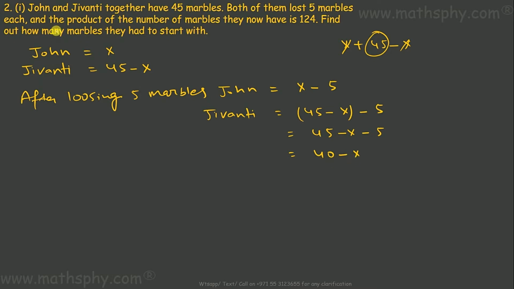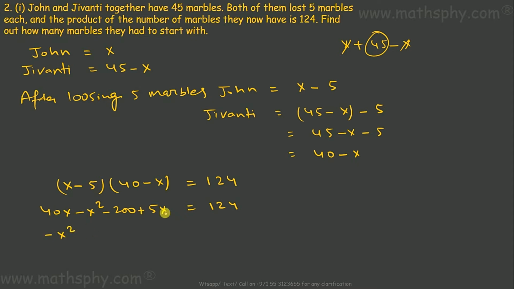Okay. Now it says the product of the number of marbles they now have is 124. Means X minus 5 into 40 minus X is equal to 124. If I solve this, X into 40 is 40x, X into minus X is minus X squared, minus 5 into 40 negative is minus 200, minus 5 into minus X gives you positive 5x, is equal to 124. 40x plus 5x will be 45x.